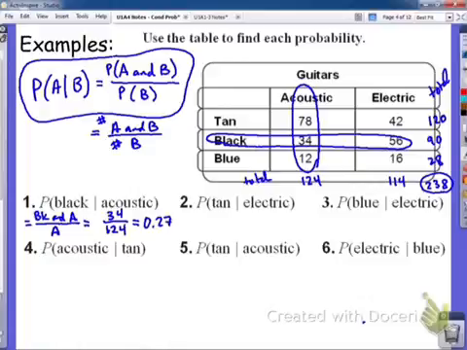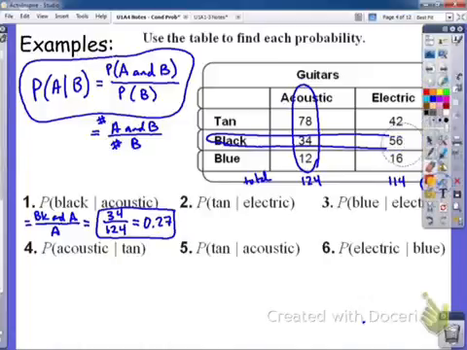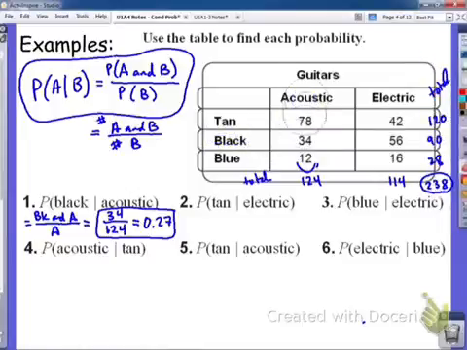0.27, yes? Okay, there's your answer. So, let's jump down here because I think this is, let's see, that's black and acoustic. All right, let's go ahead and do number 2. And I'm going to erase my markings on this table.